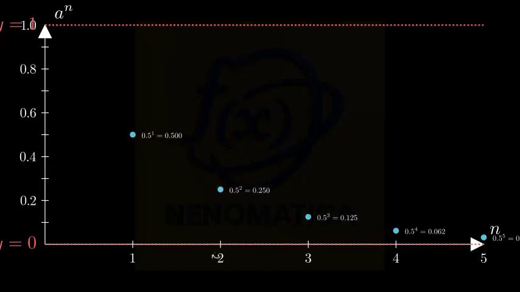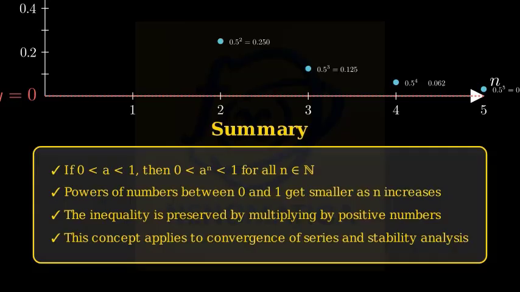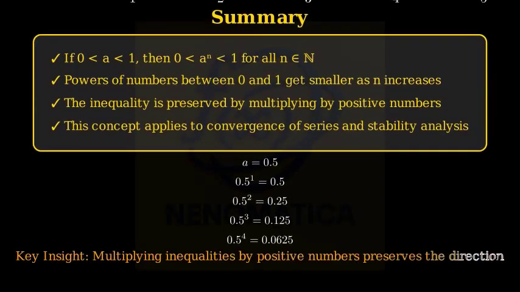In summary, we have shown that if a number is between 0 and 1, then any natural number power of that number will also be between 0 and 1. For example, if we have 0.5, then 0.5 squared equals 0.25. 0.5 cubed equals 0.125, and so on. The key insight was using the fact that multiplying both sides of an inequality by a positive number preserves the inequality.